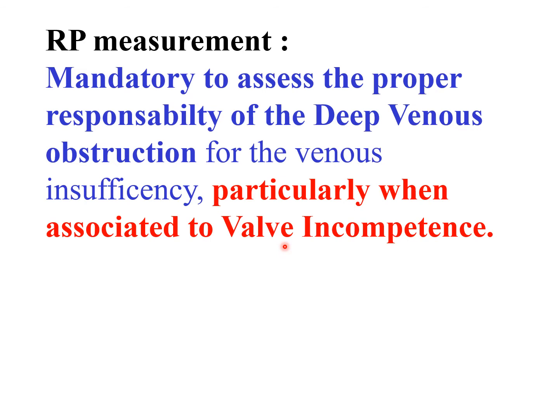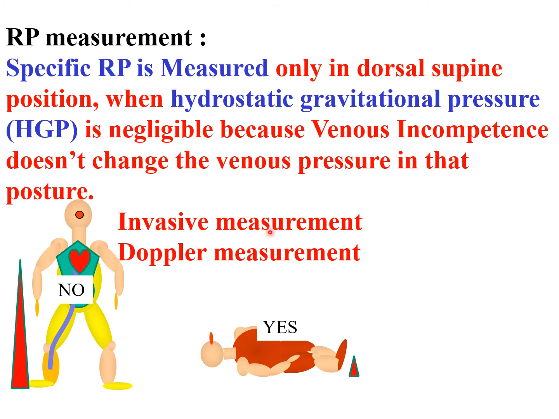On the other hand, it is mandatory to assess the proper responsibility of the deep venous obstruction for the venous insufficiency, particularly when associated with valve incompetence. For that, we should measure the residual pressure in the patient in supine position, where the hydrostatic pressure is quite null, and we just measure at this position the residual pressure.